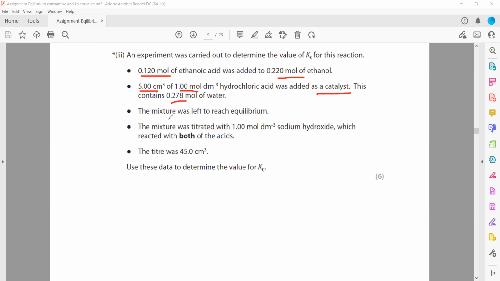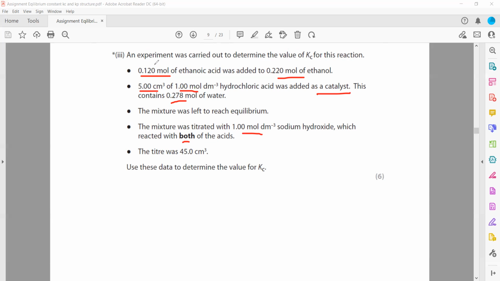So initially we have this many moles. The mixture was left at equilibrium. The mixture was titrated with sodium hydroxide, which reacts with both acids. It reacts with ethanoic acid, and it reacts with hydrochloric acid. The titre was 45 cm cube of sodium hydroxide, needed to completely react with both acids. We have to determine the value for Kc. But to determine the value for Kc, we should know the moles at equilibrium for the product and the reactant.